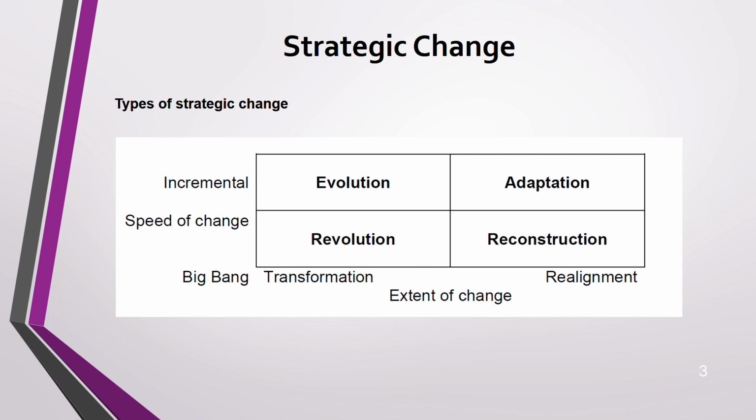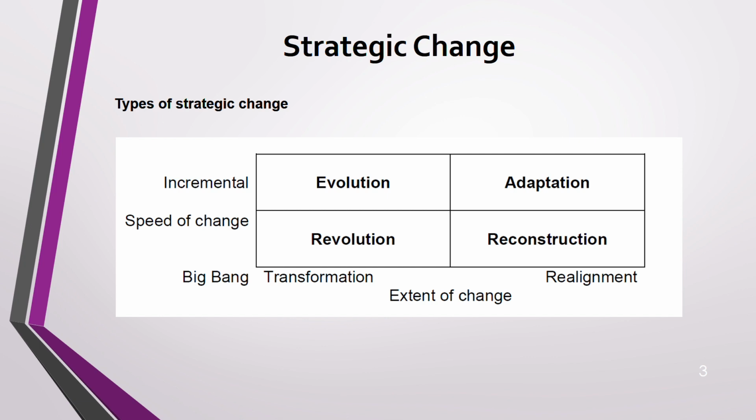It is in 2 axes. On the one axis it is the speed of change. On the other axis, the horizontal axis, you can see it is the extent of change. How fast are you changing and the extent that you are changing. And based on that, you will be having these 4 things: evolution, adaptation, revolution, reconstruction. So the speed of change, one is incremental, the other one is known as big bang. It's like a very rapid change, radical change. Incremental means little by little you are improving.